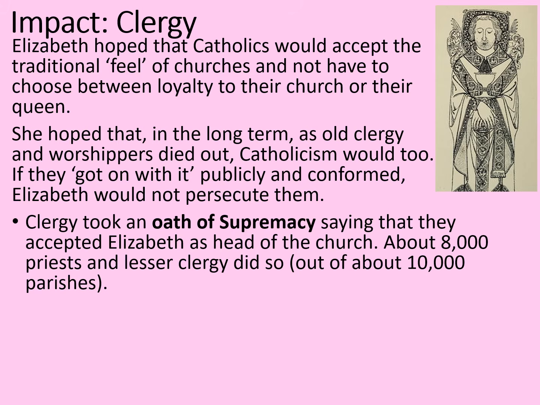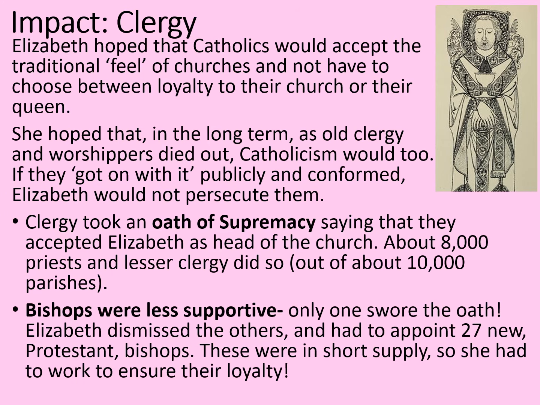Clergy took an oath of supremacy, saying that they accepted Elizabeth as head of the church. About 8,000 priests and lesser clergy did this. That's out of about 10,000 parishes, so not a bad success rate. The bishops, though, were less supportive. Only one swore the oath. Elizabeth dismissed the others and had to appoint 27 new Protestant bishops, but that was tricky. These were in really short supply as they were university educated and many of them had not yet graduated, so she had to work to ensure their loyalty.